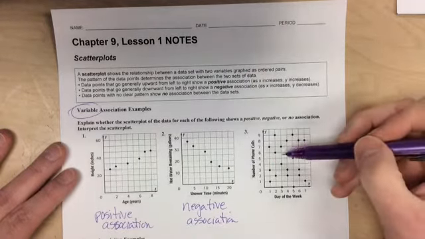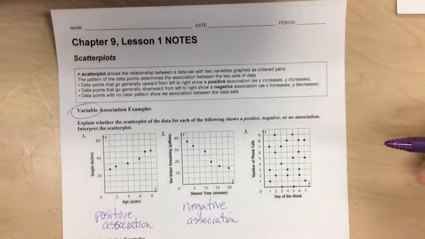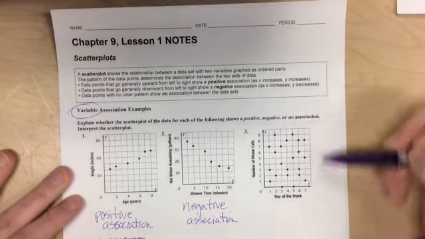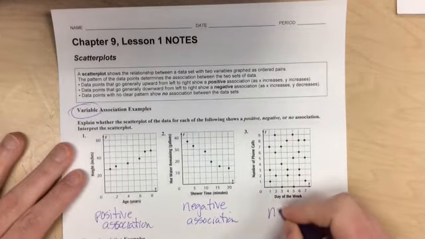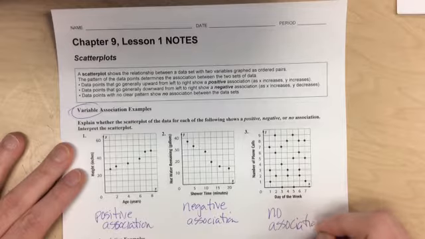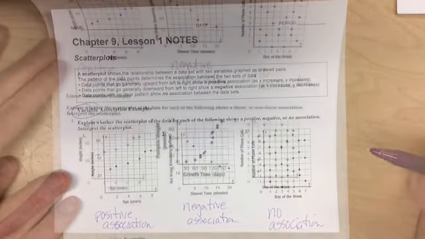Now the next scatter plot we look at has to do with days of the week and the number of phone calls that somebody makes. Well, you can see that those plots are scattered all over the place, and you can't really tell if they're going up or down. So this would be no association. There's no association or comparison between the days of the week and how many phone calls that you make.